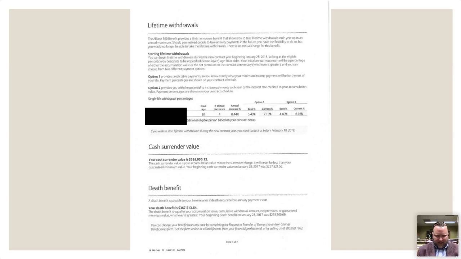Under that, we see cash surrender value. If you break the contract, this contract was written in 2014. It's over in 2024. The Allianz 360 is a 10-year investment. You would get less money than what your accumulation value is because you broke the contract. You can see below it, though, on January 28, 2017, the surrender value was $267,000.